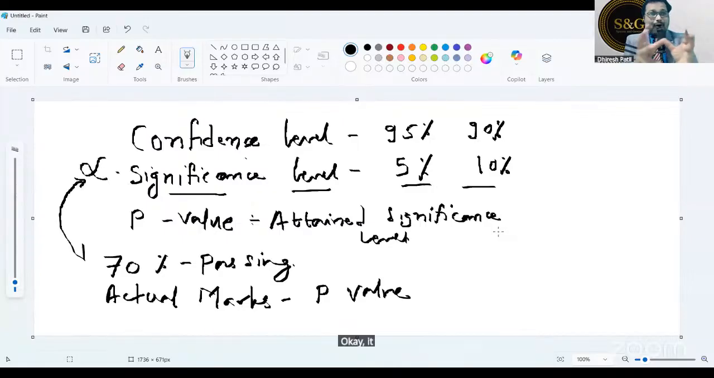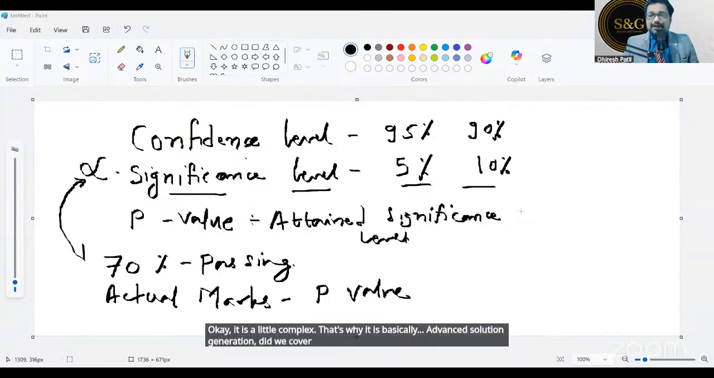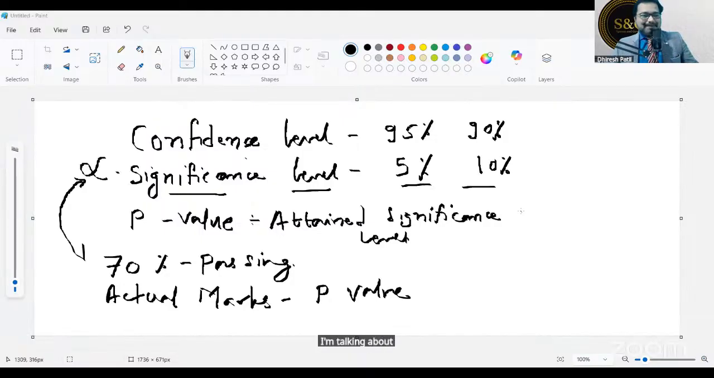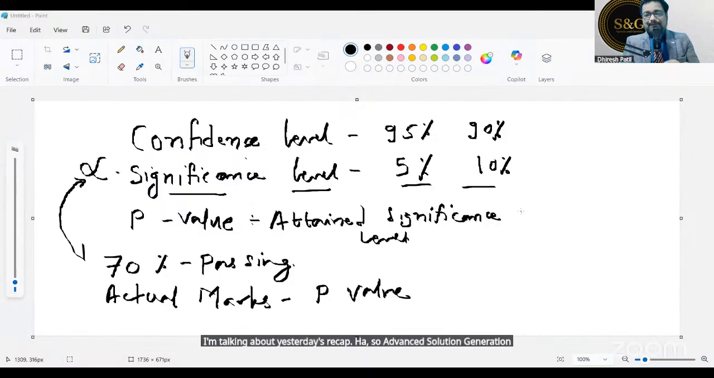Okay, it is a little complex. That's why it is basically advanced solution generation. Did we cover yesterday advanced solution? Okay, हम लोगों ने advanced solution जैसे last week cover किया था. So I'm talking about yesterday's recap. So advanced solution generation also is a part of black belt. Okay.